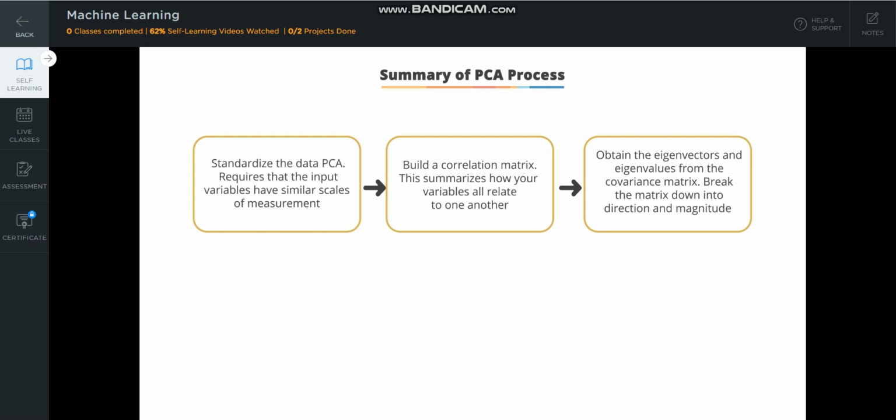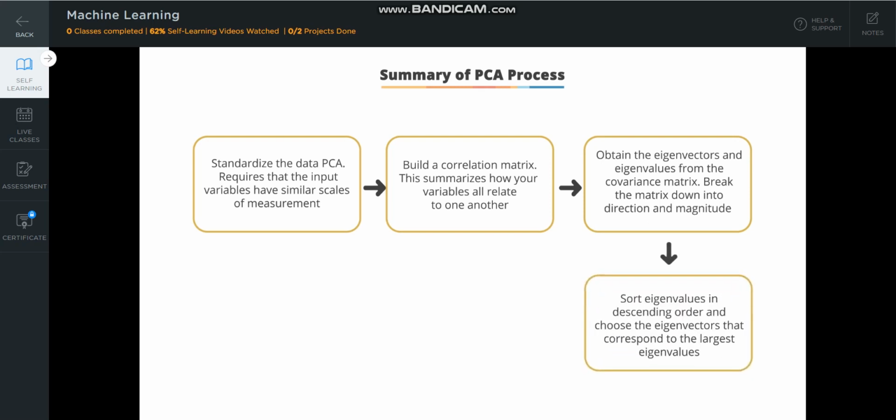You break the above matrix down into two separate components, direction and magnitude. Eigenvectors represent directions, while eigenvalues represent the magnitude or importance. Sort eigenvalues in descending order and choose the eigenvectors that correspond to the largest eigenvalues. Bigger eigenvalues correlate with more important directions. When there is more variability in a particular direction, it is indicative of something important you want to detect.